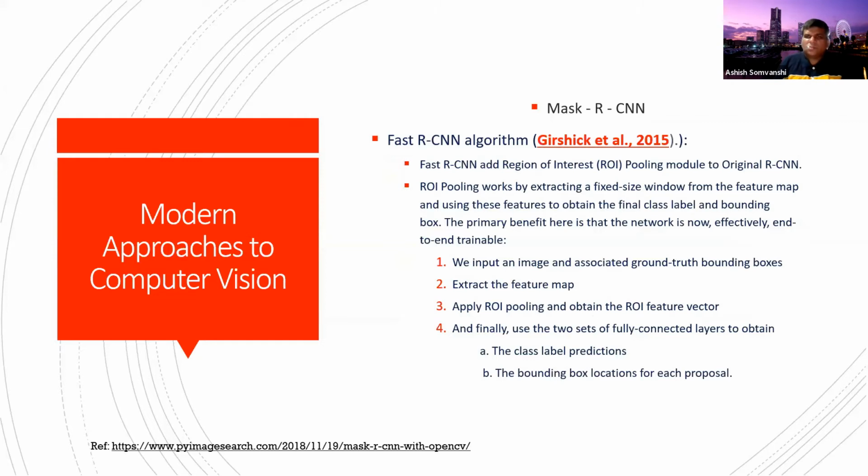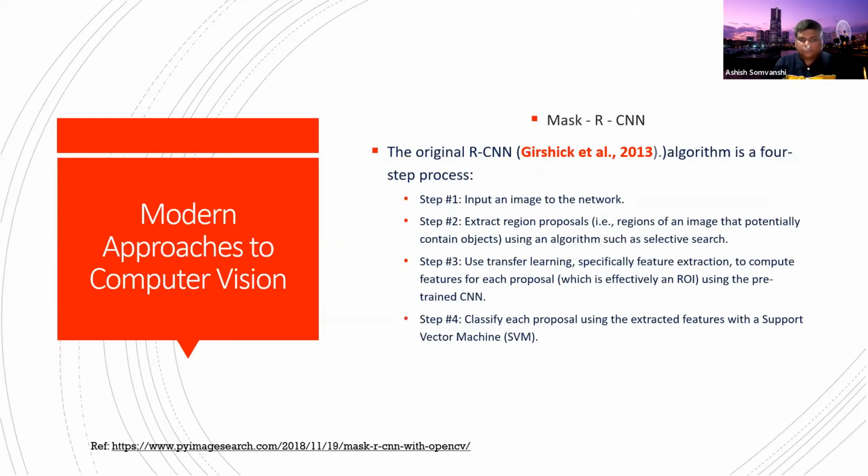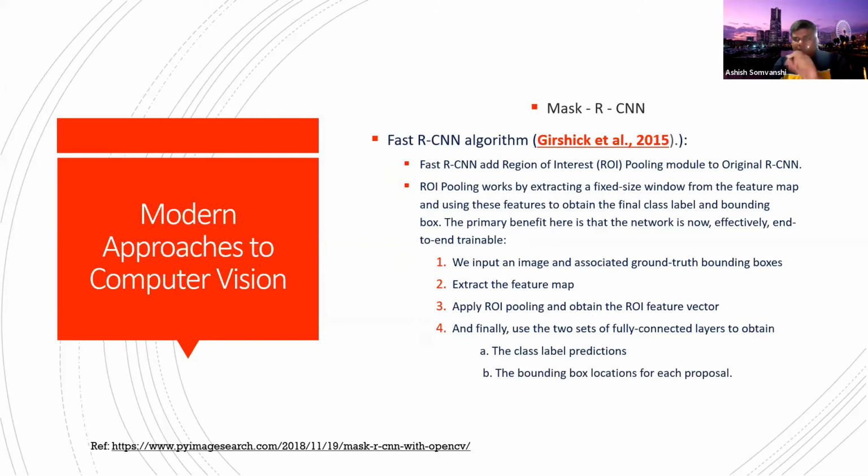Then further in 2015, since this particular algorithm was much slower, why? We'll understand here: the ROI, the region of interest pooling module, was added to the original RCNN. So this was particularly absent, which made this RCNN very slow.